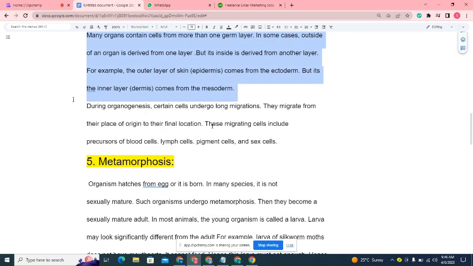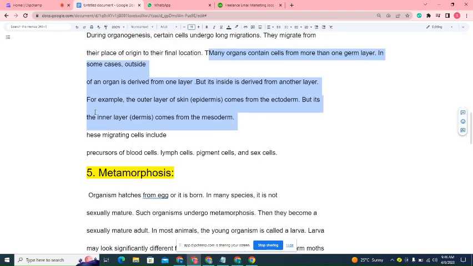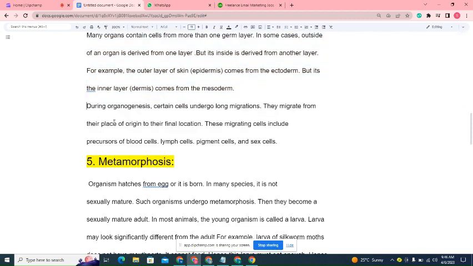During organogenesis, certain cells undergo long migrations. They migrate from their place of origin to their final location. These migrating cells include precursors of blood cells, lymph cells, pigment cells, and sex cells.